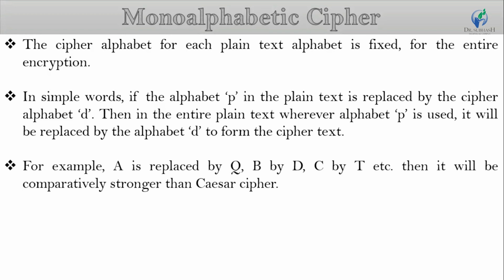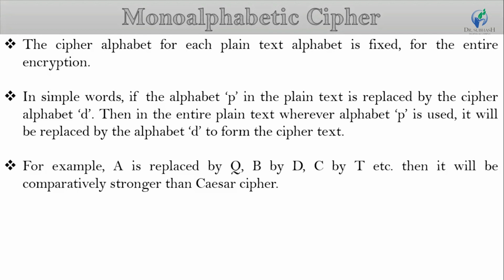Then it will be comparatively stronger than Caesar cipher. The number of alternative keys possible now becomes 26 factorial. Thus, a brute force attack is impractical in this case. However, another attack is possible, because human languages are redundant, or we can say certain characters are used more frequently than others. This fact can be abused.